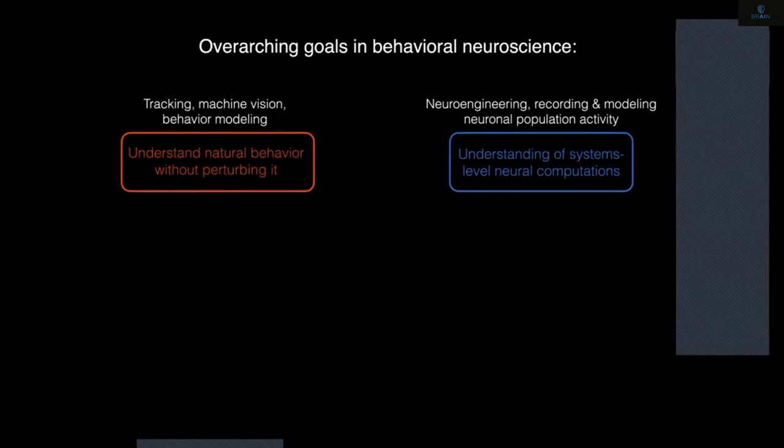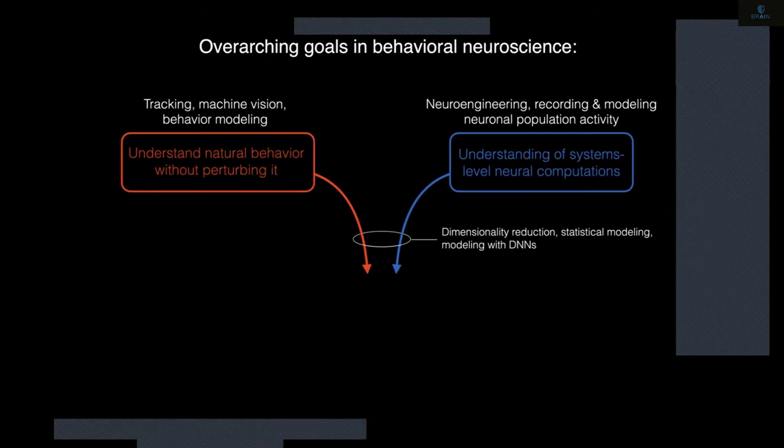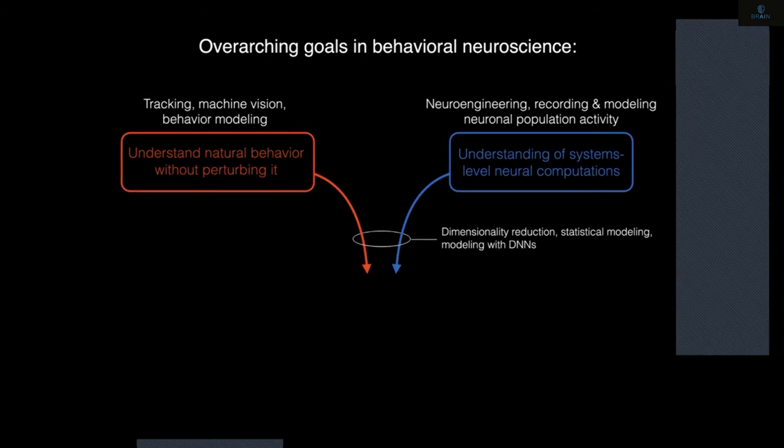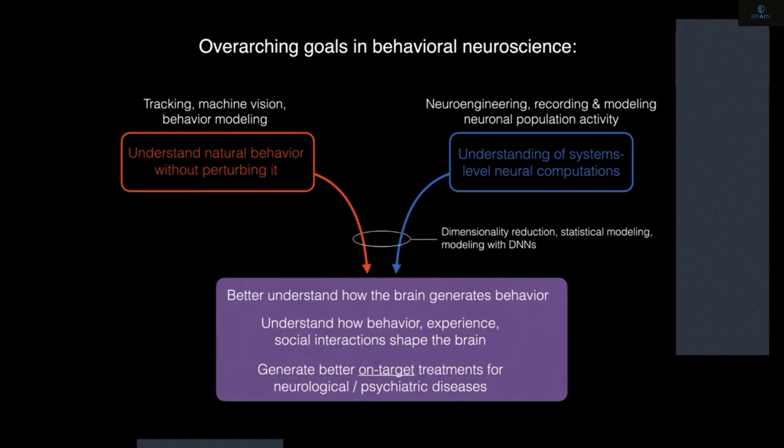And on the brain end, there's additional work that's going on with collecting ever larger samplings of population data and modeling that. So then these things can be brought together using dimensionality reduction, statistical modeling. Some groups are starting to use deep neural networks to unite behavioral and neural data sets. And again, this is done in the service of better understanding how the brain generates behavior.